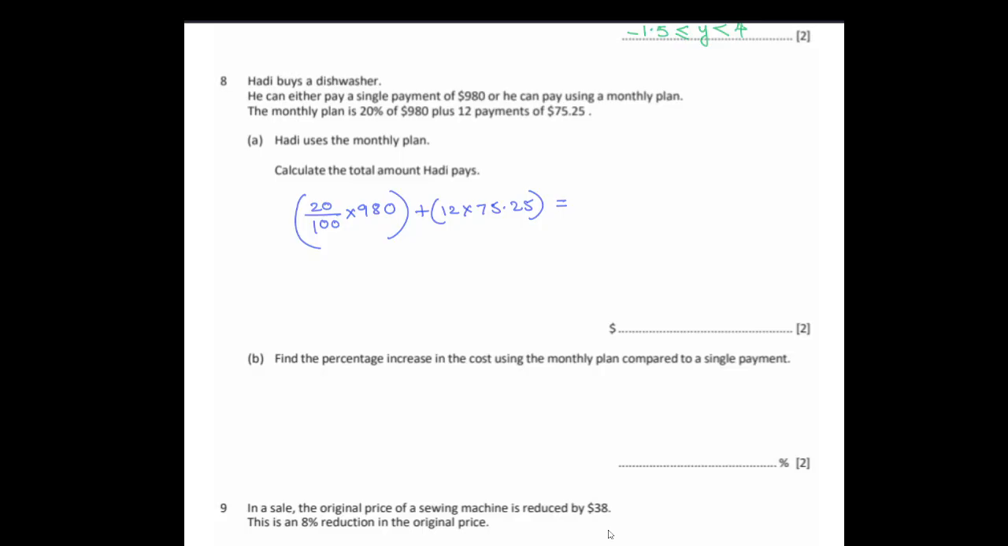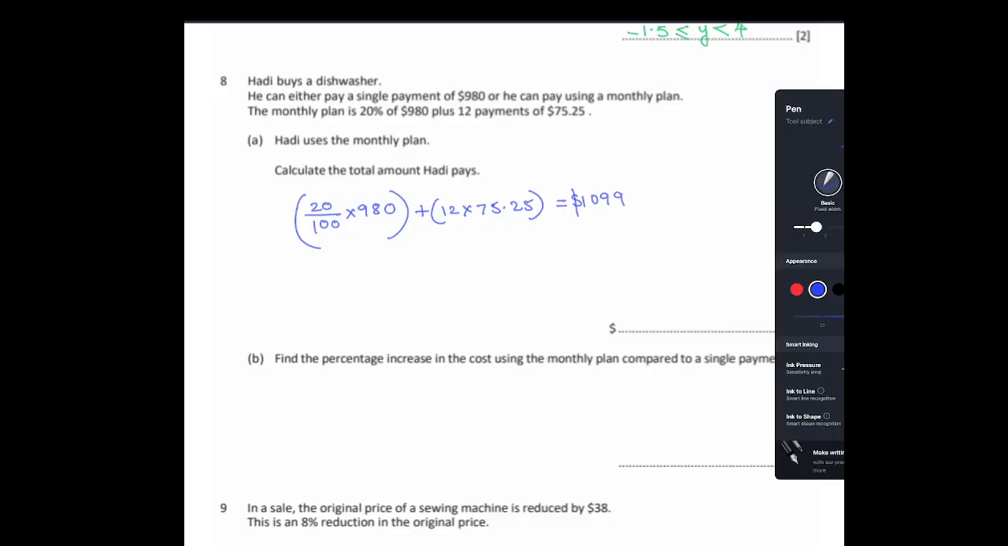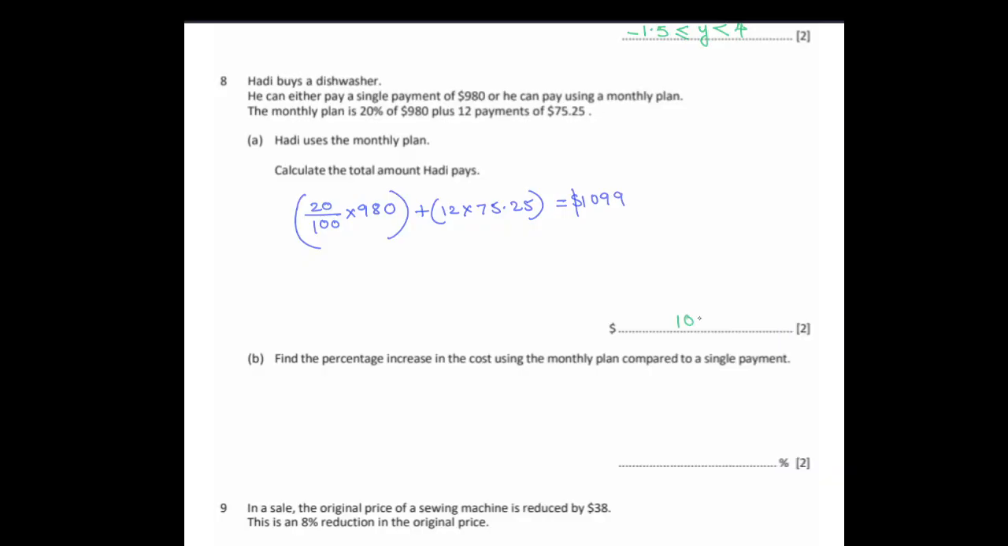20 by 100 into 980 plus 12 into 75.25, that gives 1099. This is the amount he will be paying. Question A is done.